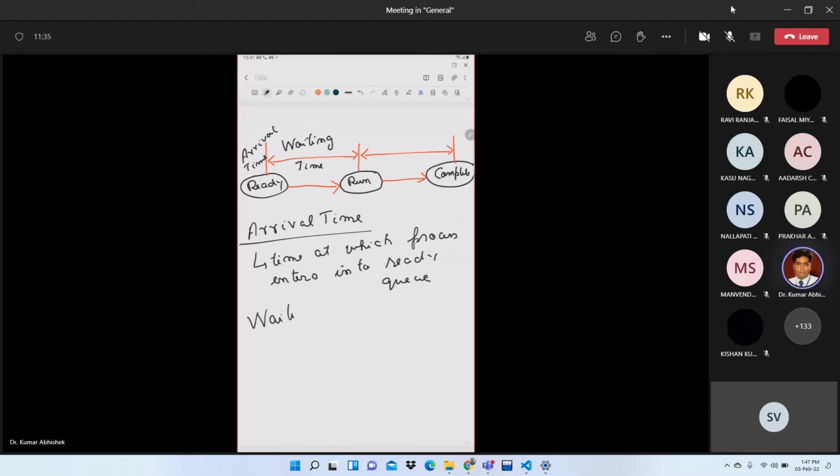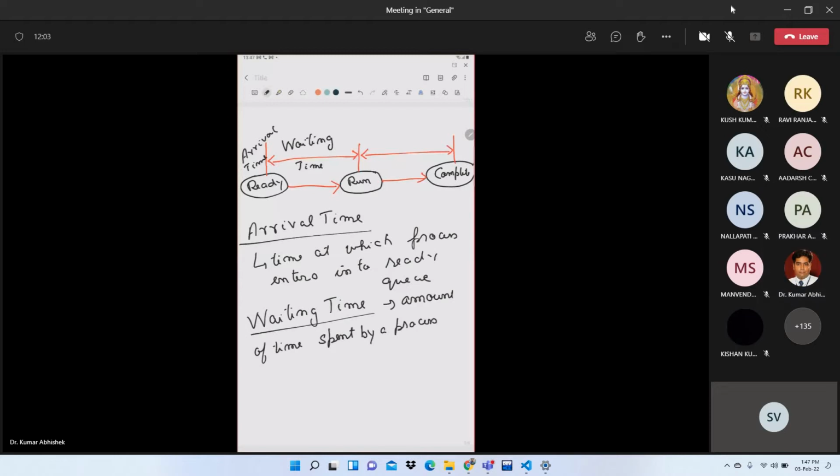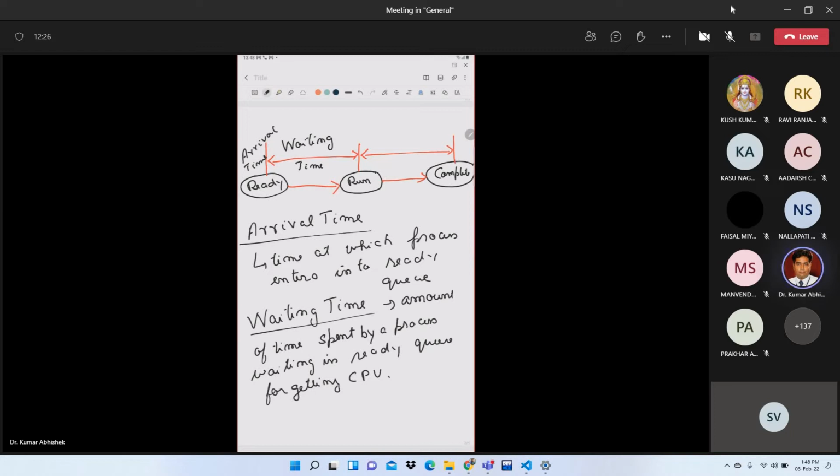Waiting time is referred to as the amount of time spent by a process waiting in the ready queue for getting the CPU.